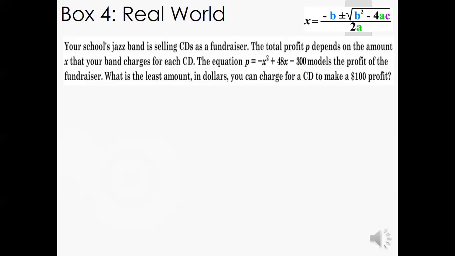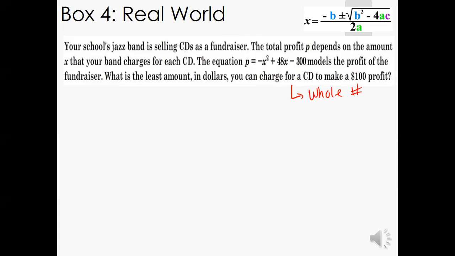Real world. So in this box, we're gonna do a real world example, so a word problem. The main thing with real world examples is that typically when you're rounding, you're always gonna round to a whole number. Okay? You're just writing down the equation.